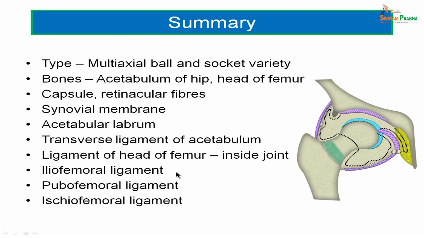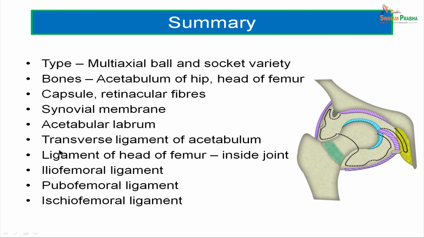So to summarize what we have studied so far, we have seen that the hip joint is a multi-axial ball and socket variety of joint. The articulating bones include the acetabulum of the hip and the head of the femur. We have seen that the capsule is attached to the acetabulum above and to the neck of the femur below. We have seen that the anterior part of the neck is fully intracapsular, while in the posterior part of the neck, only the medial part of it is within the capsule. We have seen the synovial membrane which lines the inside of the joint capsule, and the synovial membrane is not present over the articulating surfaces. We have studied the acetabular labrum.